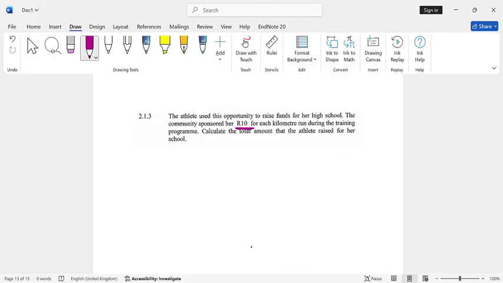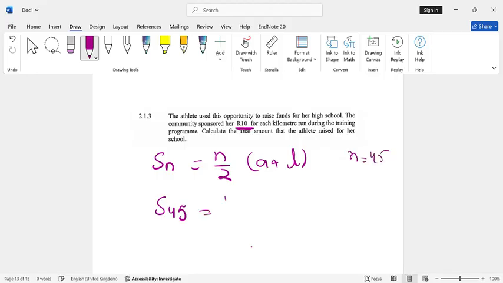So we need the sum of the series in this question, and we use the arithmetic series. We have Sn equals n over 2 into a plus l, okay? So as we say, we have 45 weeks, so we put the 45, equals 45 over 2 into a. What is the value of a? It is 5, plus l, which is 93. The total, what do we have?